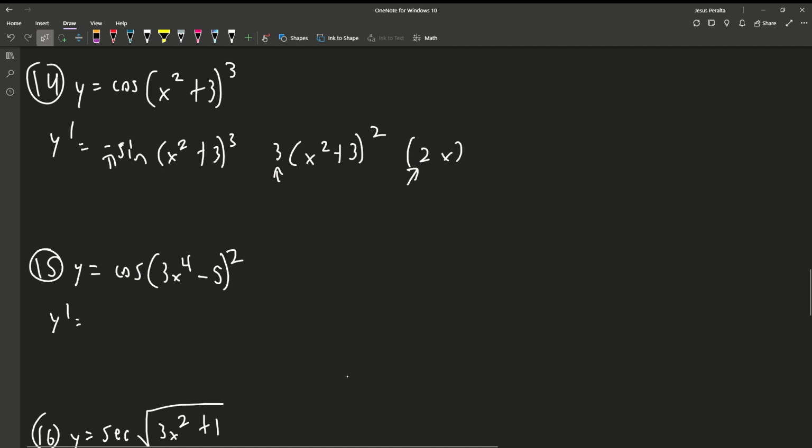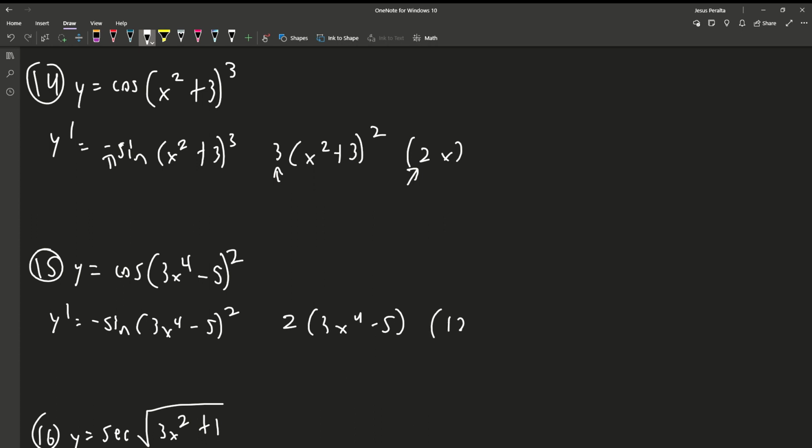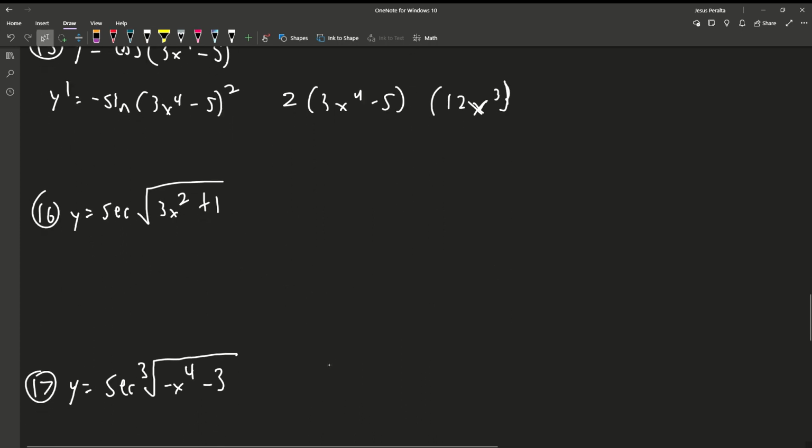This you could just do negative sine, because that's the derivative. Then we do chain rule. So 2 times 3x to the power 4 minus 5, subtract 1 from the top. I'm not going to write that because you should know that. And then 12x to the power 3. And you can multiply the negative, the 2, and the 12. So you're going to get negative 24 in the front.